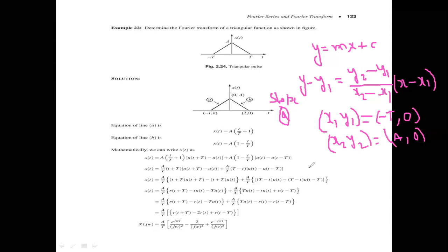What is the y here? On the y-axis, the signal is x(t), my dear friends. So x(t) − y1, what is y1? y1 is 0. What is the y2 here? y2 minus y1, you see the y1 is 0 here. Sorry, it is not x1, x2 here, it is y1, y2.